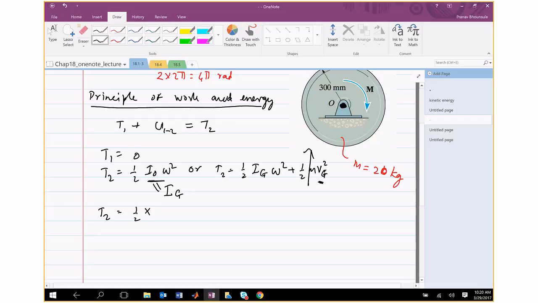What's the Ig for a disk? It is mr squared divided by 2. So mass is 20 kgs, the radius is 0.3 meters, squared, divided by 2 times omega square, because omega is an unknown. So I get 0.45 omega square. Okay, so I have an expression for T1, I have an expression for T2.